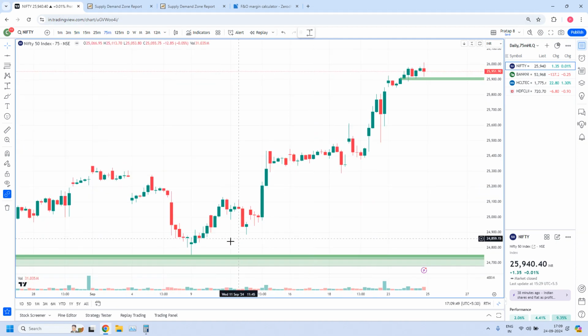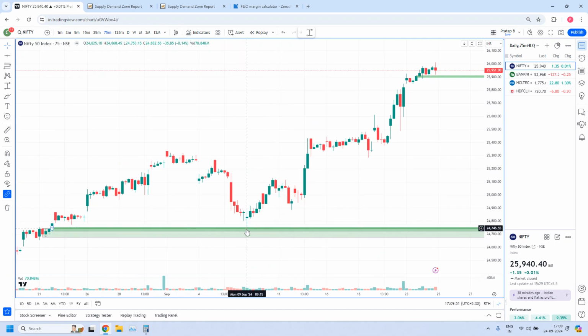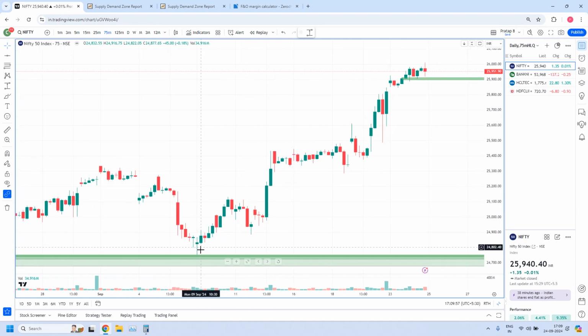See, this is the 75-minute zone. This is a high liquidity zone. Nifty, Bank Nifty supply demand zone, all reported. That day the price came. See, if you are still holding Nifty, how many points would you have got?